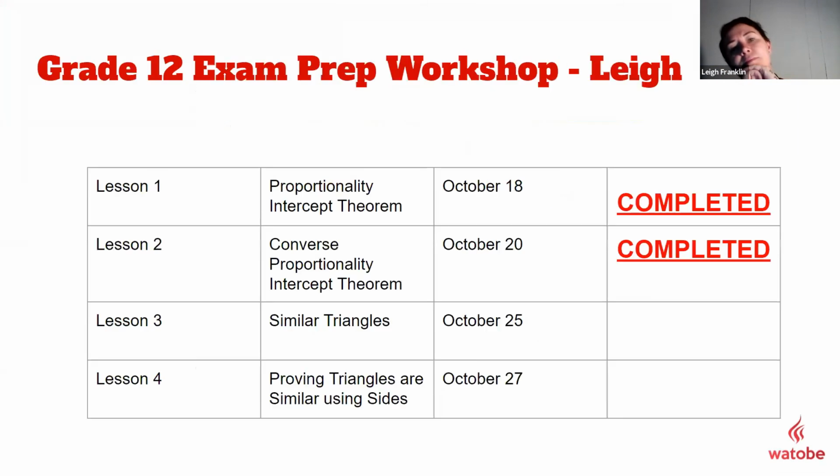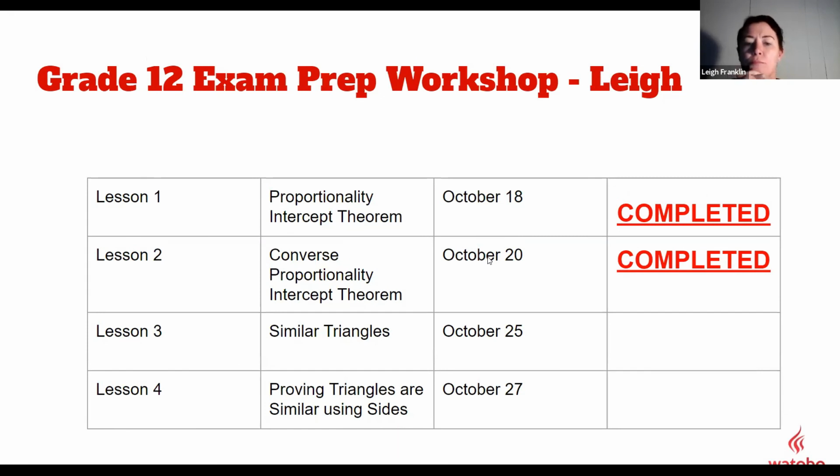Okay, so these are the four lessons that we're having on exam prep workshop, but specifically for geometry. Now, this coming Saturday, we'll be having a workshop on general trigonometry, and Marilise will be doing that course for us. Oh no, I believe Tula will be doing that class for you guys, so he'll be there to help you with that. But we've been through these two lessons so far. So next week, Monday, we'll be continuing with geometry with Lee on the 25th, and we'll be looking at similar triangles with her.